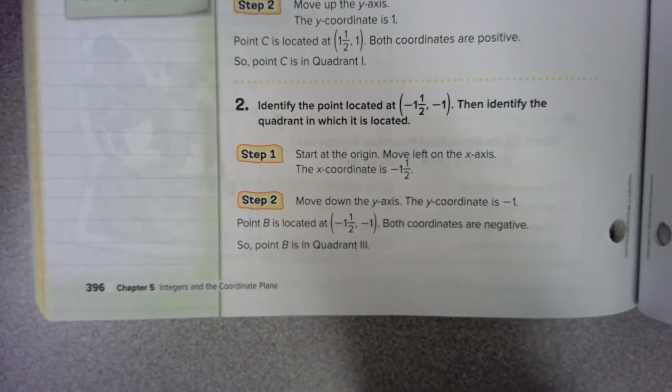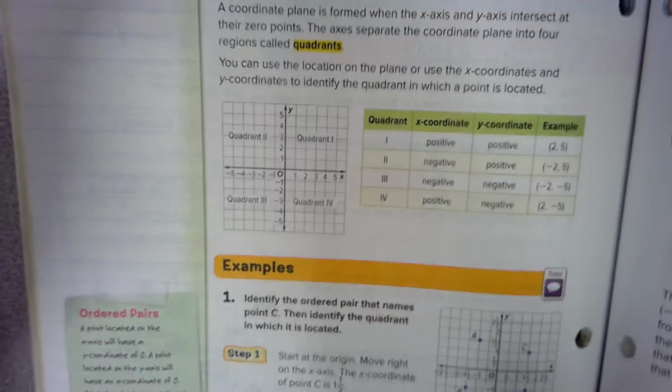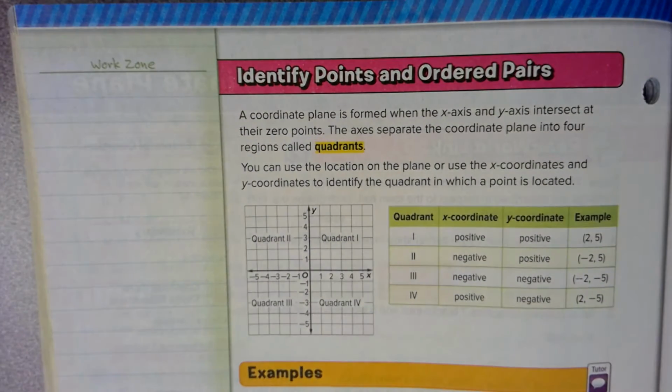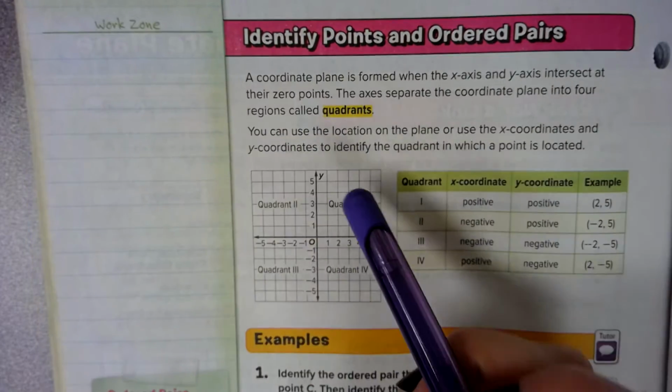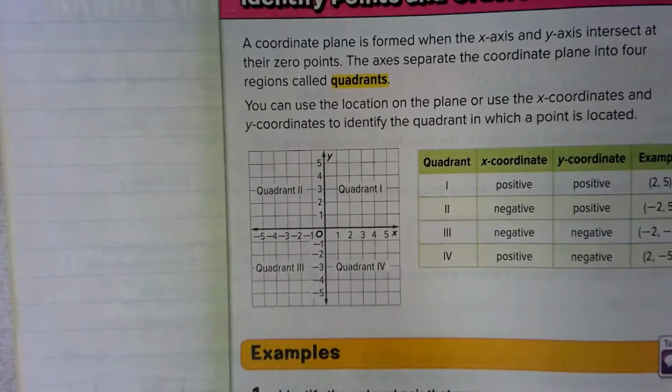All right, opening up to page 396 in your math textbooks. We're going to touch on some graphing with quadrants today, and a lot of this is probably something you've worked with before, so we will fly through it probably. All right, so looking at this graph right here, this coordinate plane.